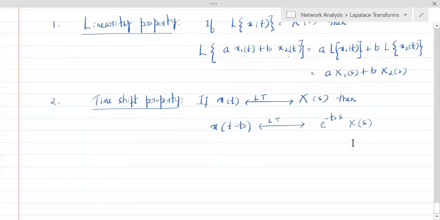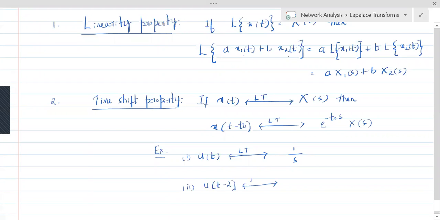For example, I'll just give you an example. You can take this example if you want. See here, you have u of t, you know u of t, right? What is the Laplace transform of u of t? Suppose I ask you, u of t is a unit step function, so it is 1 by s. Then suppose I ask you, what is the Laplace transform of u of t minus 2? So this is a shifted unit step function. What is the Laplace transform of this?